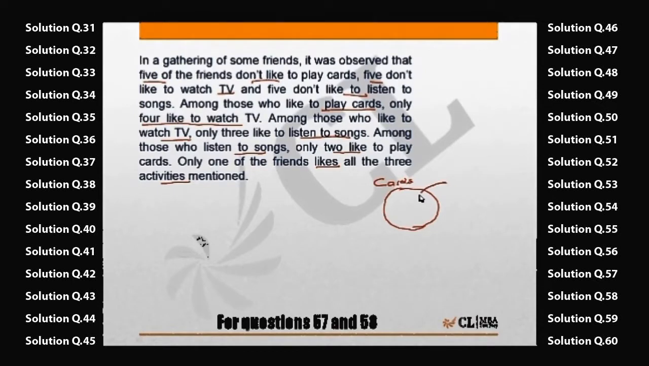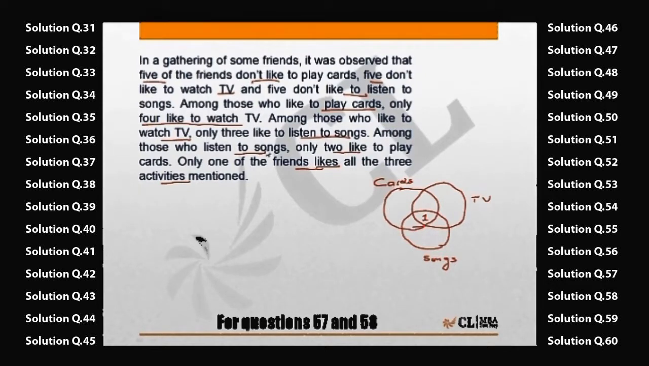Some of them like to watch television. And some of them are interested in listening to songs. Okay. Let's start with the last line. Only one of the friends likes all 3 activities mentioned above. So, one comes out here.